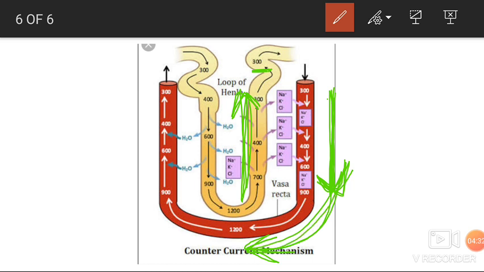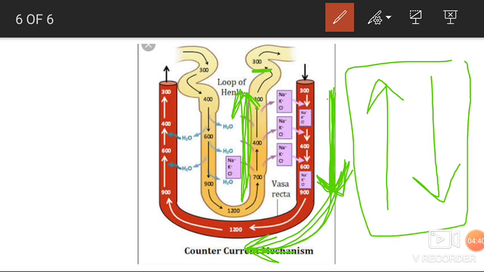So basically this countercurrent mechanism is the flow of fluid. One is the blood, one is the urine in opposite directions. Blood is by vasa recta, urine is by nephron.